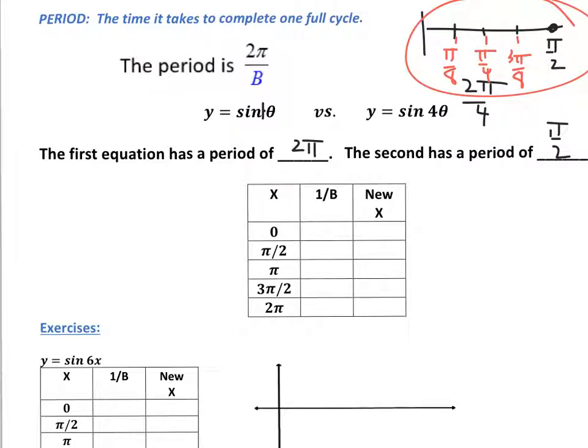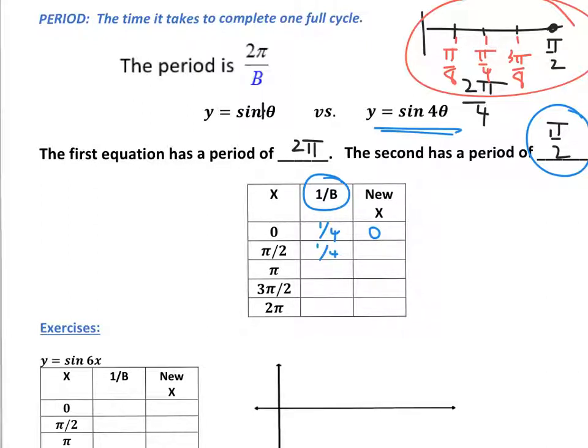So let's take our pi over 2 example, or let's take this example of b being a 4, okay? If you wanted to come up with the new points based upon our new period length, what you can do is you can multiply by 1 over b, okay? So what's 0 times 1/4? 0. So that one doesn't change. What's pi over 2 times 1/4?